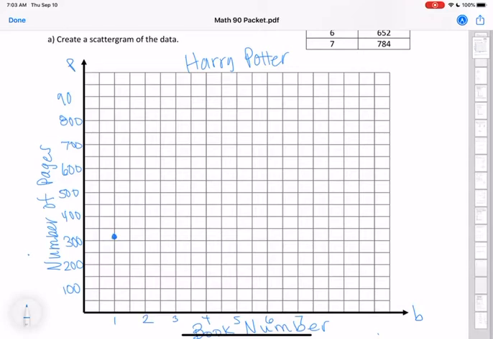And then don't forget to label. So I'm going to put 1, 309. And then the parentheses. Make sure you put the parentheses or else it's not an ordered pair. Okay, so we have the 1, 309.